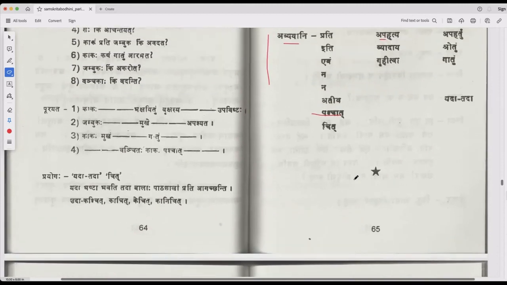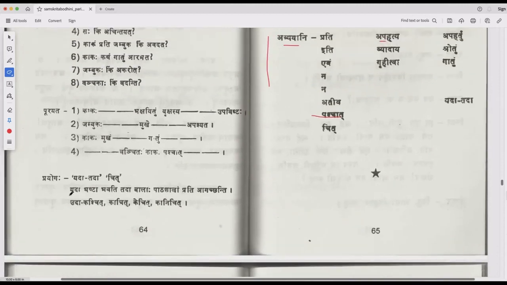So, yada tada prayogaha, I think we read in the lesson. So, yada, when something happens, then this thing happens. So yada ghanta bhavati tada balaha pathashalam prati agachanti. So when the bell rings, then, in English we do not use then. Usually we say when it rings, this happens. That then is actually understood. Here also in many cases in shlokas you will find yada may not have been mentioned, tada may not have been mentioned, but it's best to mention both in context. So yada guruhu agachati tada chhatraha uttishtanti, yada meghaha varshati tada sasyani utpadyante. So when the rain falls, the crops are utpadyante, they are born.